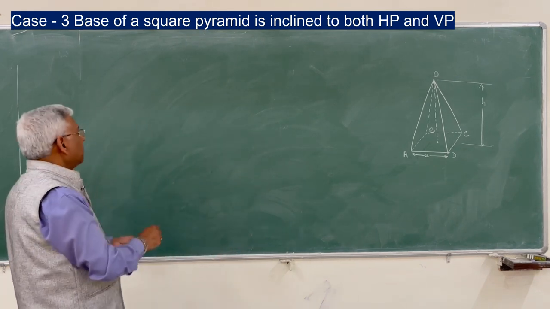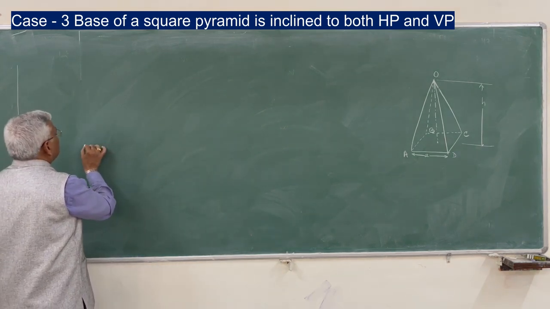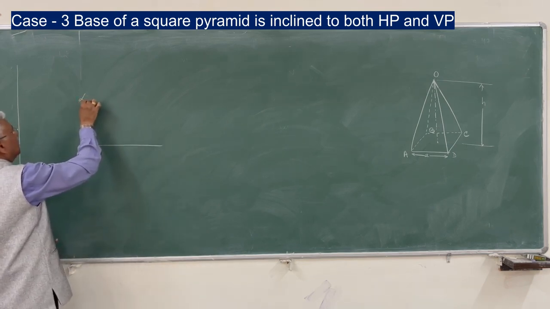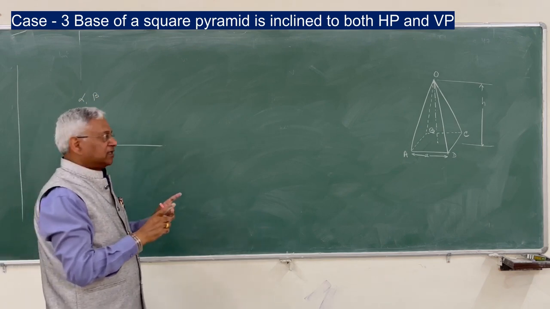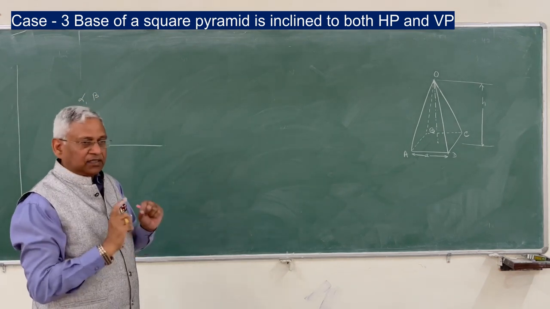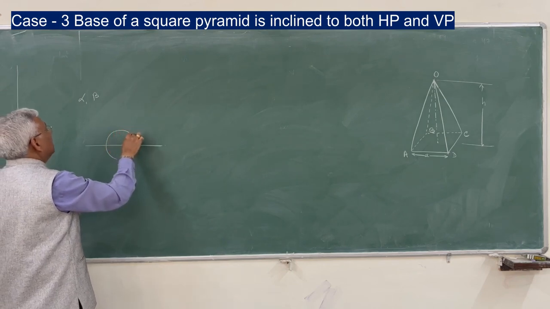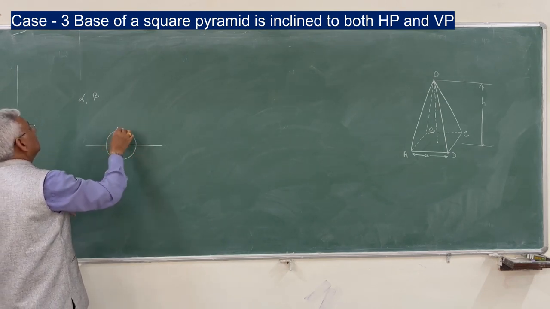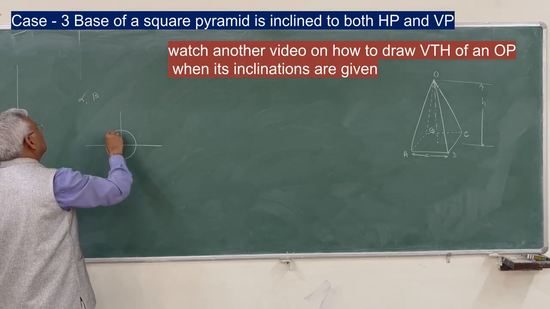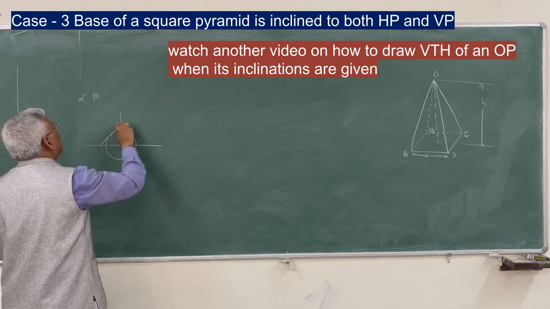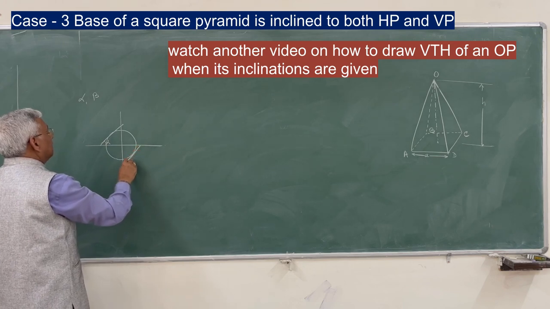So you first draw the VTH of the oblique plane meeting alpha, beta, and I explained how to draw the vertical trace, horizontal trace of an oblique plane when its inclinations alpha, beta are given. So take a ground line, draw a circle here of any radius, then make a diameter of this circle, draw a tangent on this circle at angle alpha, another tangent in the horizontal plane at angle beta.